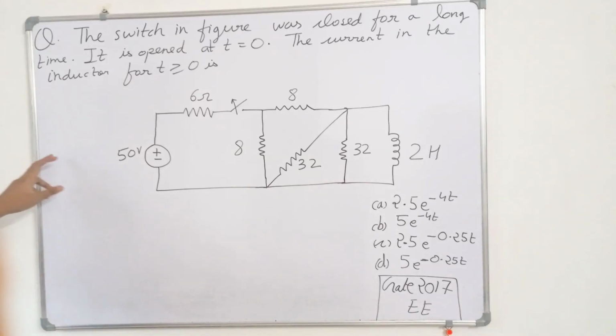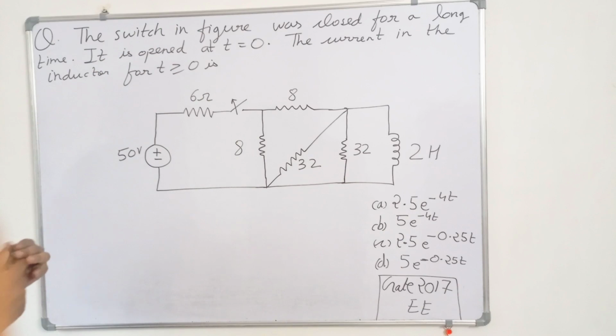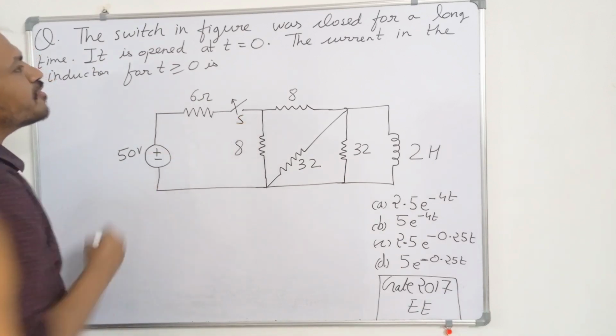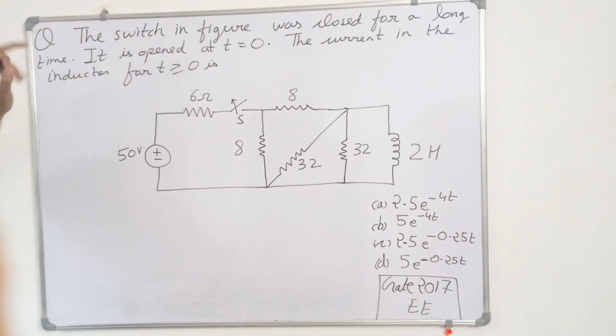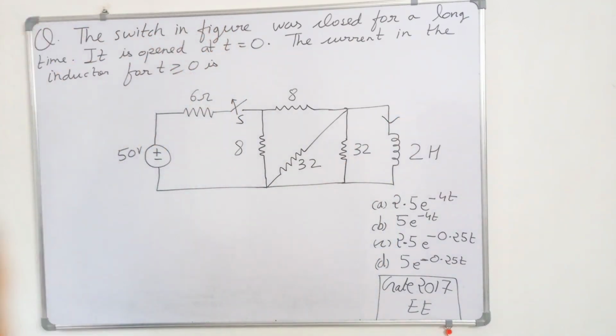Welcome, we are solving a question from GATE 2017 Electrical Engineering branch. This question is based on transient analysis. It says that the switch in the figure was closed for a long time and opened at t equal to 0. We have to find the current in the inductor.